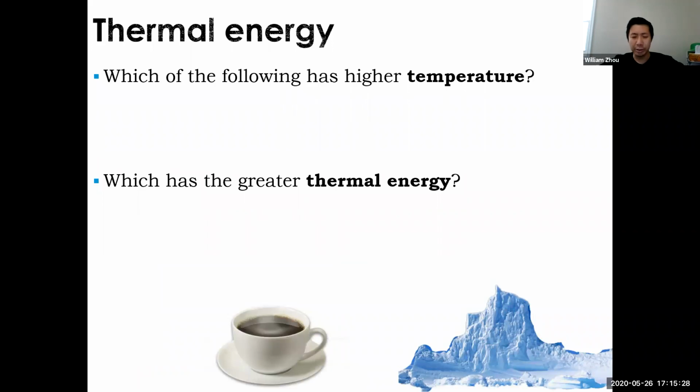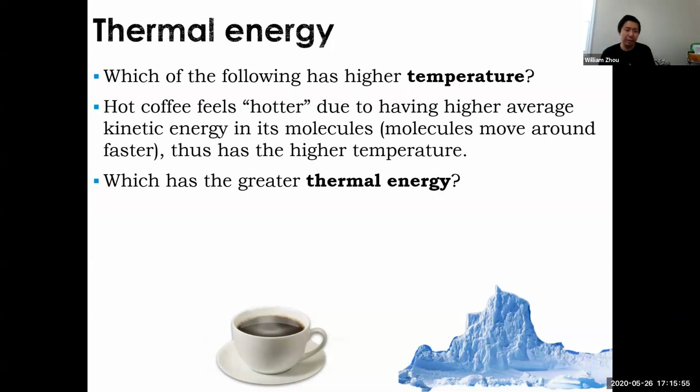Now, here's a pretty interesting question. A cup of hot coffee versus an iceberg or a glacier. Which one has higher temperature? Guys? Coffee? Yeah, it's quite obvious. The coffee would have higher temperature, right? It's hotter. So the coffee feels hotter because of the higher average kinetic energy and thus higher temperature, which makes total sense. Now, which one has greater thermal energy?